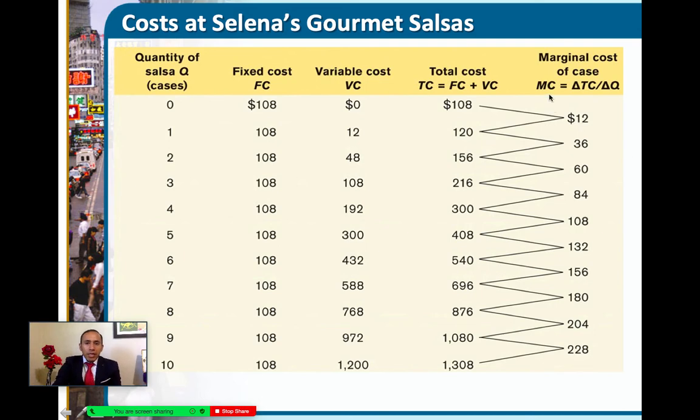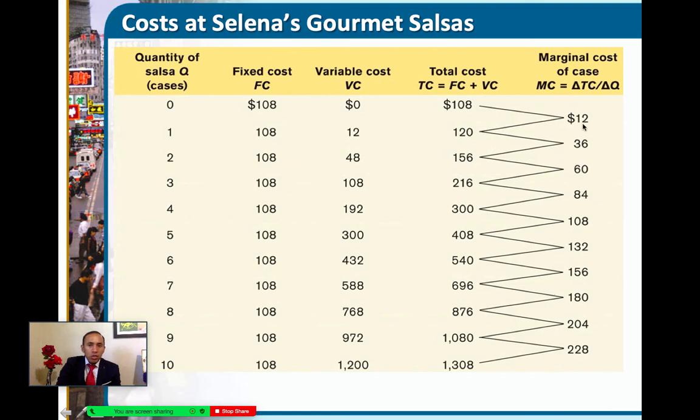And if we look at the marginal cost here, it is equal to the change in total cost divided by the change in quantity. So this is when we're looking at the margin. How much is that additional case of salsa costing the firm? So we need to marginalize our production process.